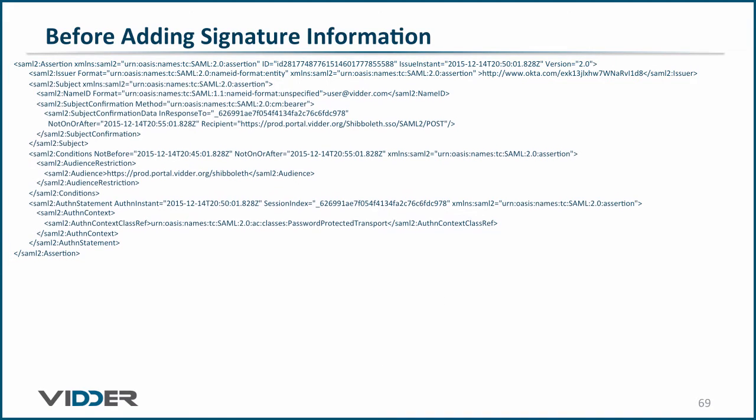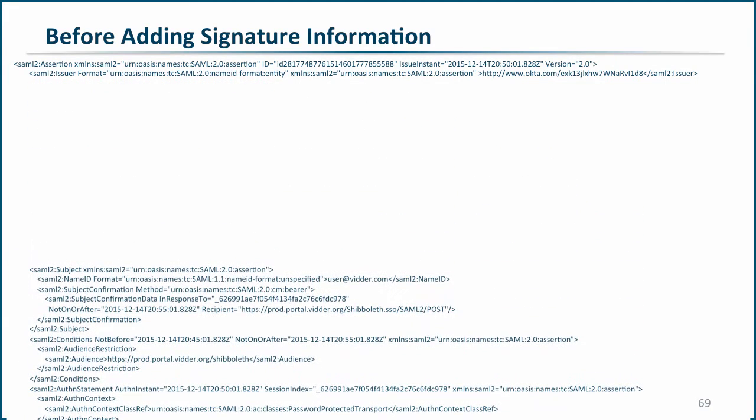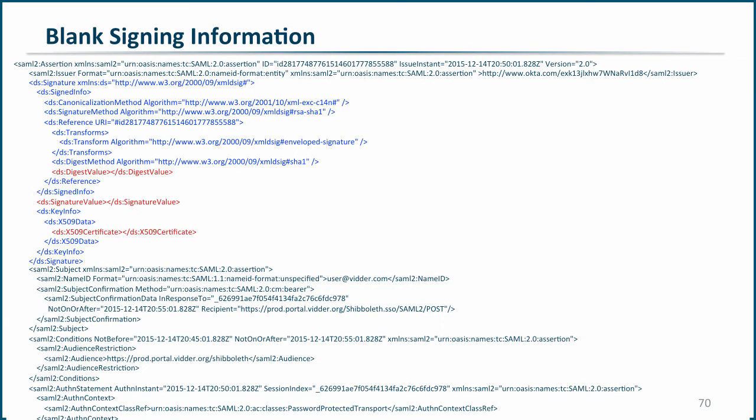Next, we need to make some room to insert an enveloped signature, and then add the blank signing information. We can see that there are three elements, shown in red, that do not have values yet. The first value that we will fill in is the digest value of the XML element this signature applies to, where the digest value is the SHA-1 hash we performed on the previous slide.